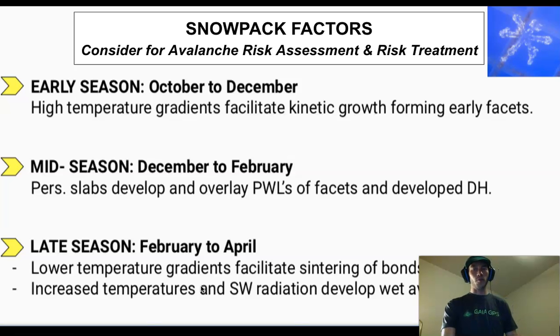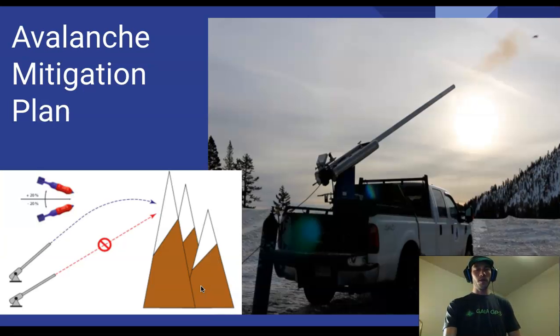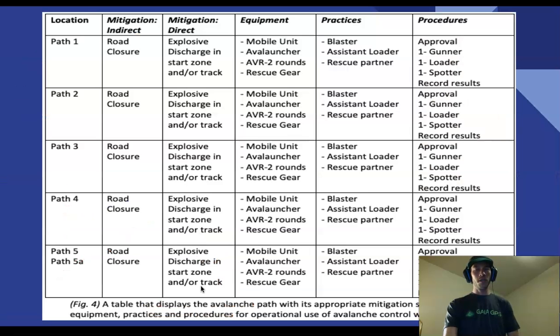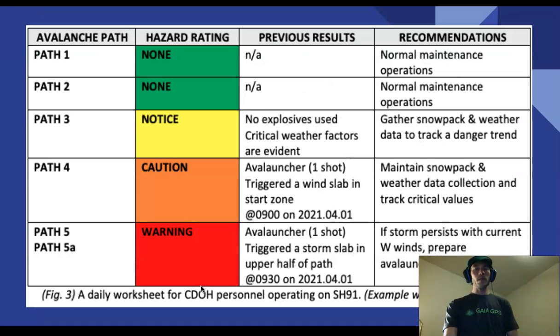our forecast this way. So into our avalanche mitigation plan, here we have a table that displays the path and its appropriate strategies, along with the equipment, practices, and procedures for operational use of avalanche control work. And again, this is one of our daily worksheets for the CDOT personnel operating on the highway. And this allows us to translate daily results onto the next work shift or worker to take the task on.